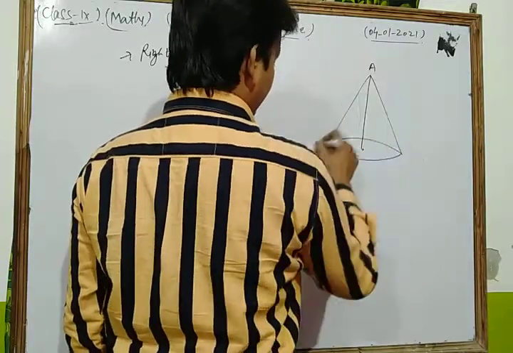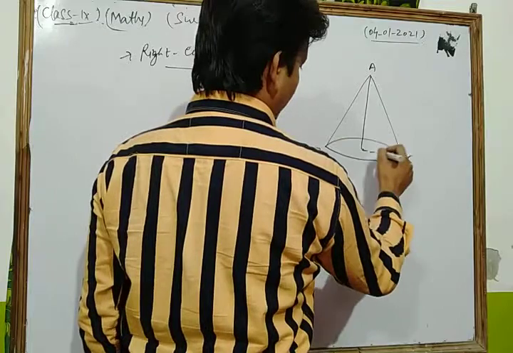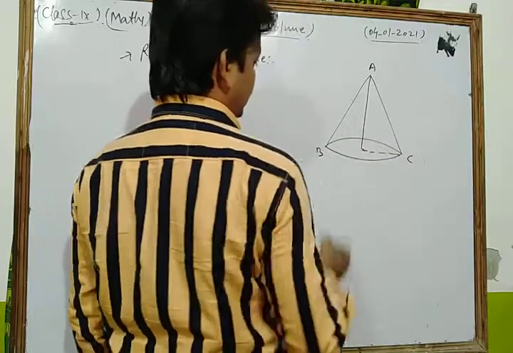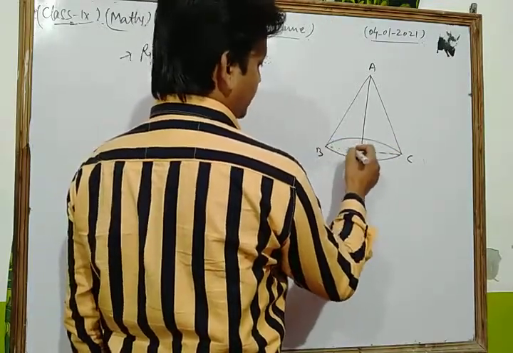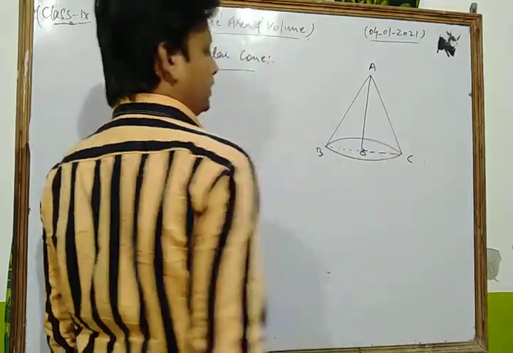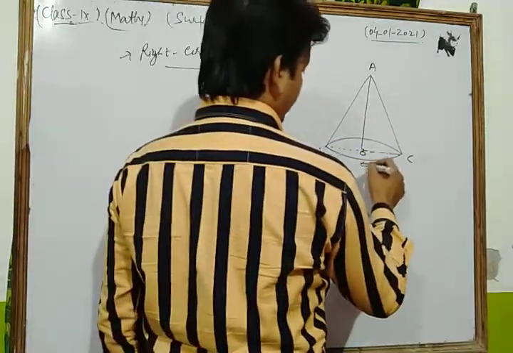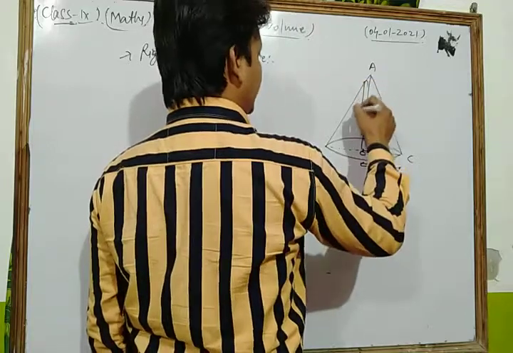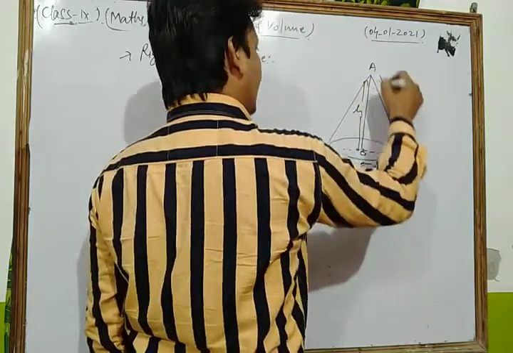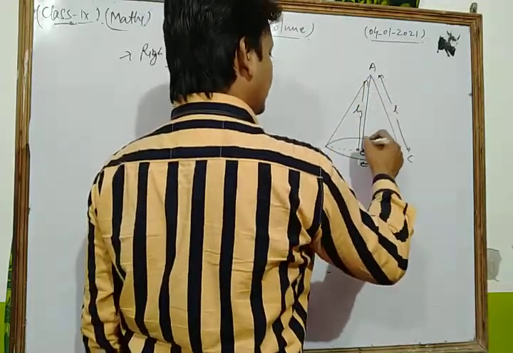In this figure, A, B, C is the cone, and BC is the diameter of its base, and OC or OB is the radius of the base of the cone. This is r. This is the height, meaning the perpendicular height of the cone, and this is the slant height of the cone, and this is 90 degrees.